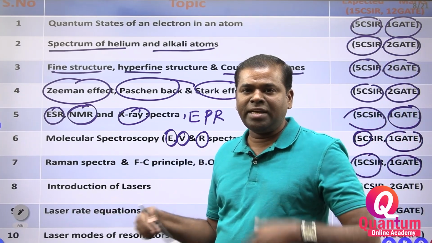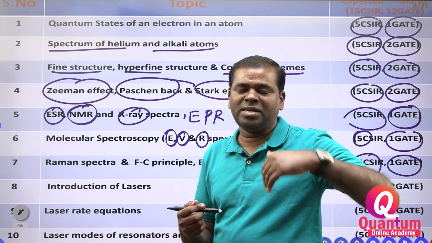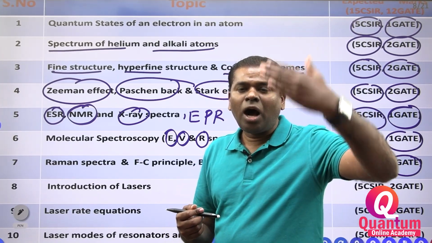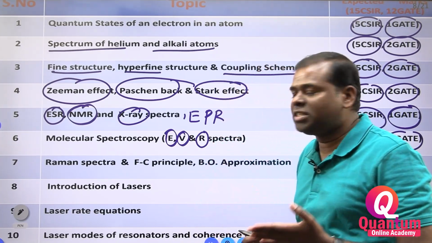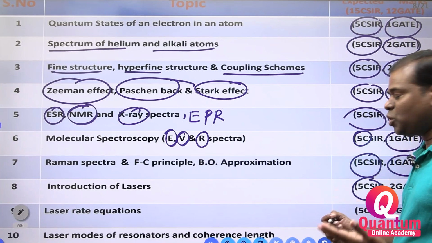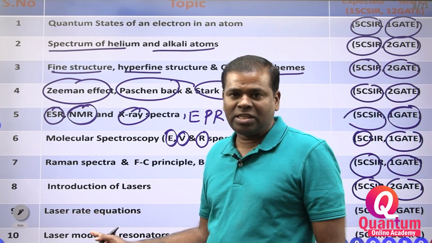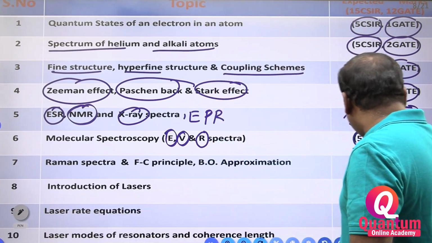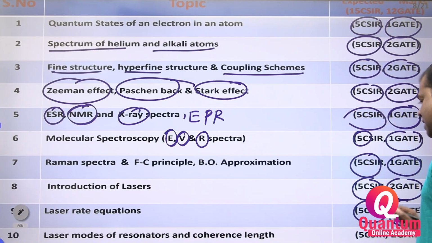Introduction of lasers. Introduction of lasers means spontaneous emission, stimulated emission, absorption, how we have to write the Einstein coefficients, all those things are there. That is the laser. 5 marks you have to get, 2 marks in GATE examination. Rate equations. From the rate equations, you have to get 5 marks in CSIR and 1 mark in GATE examination.